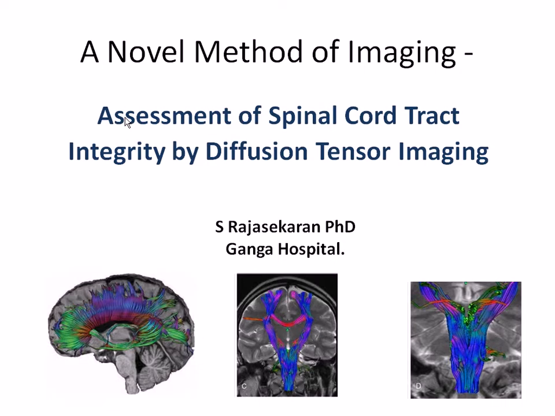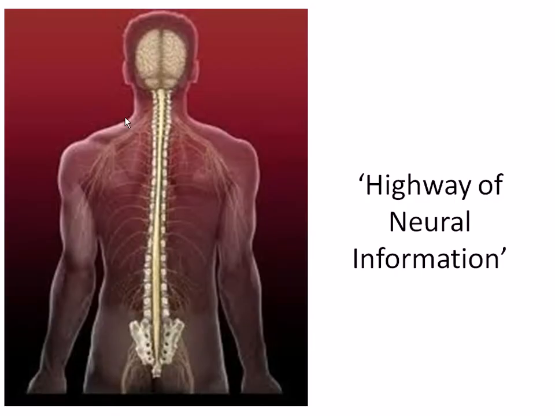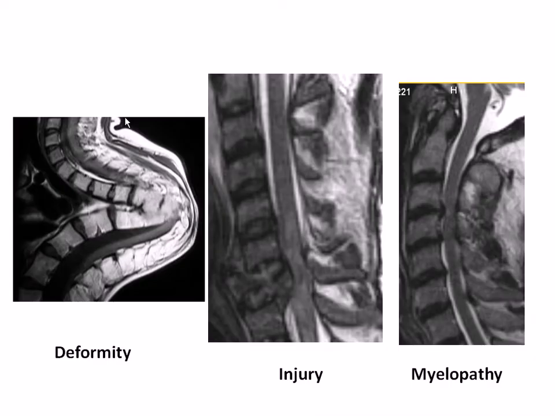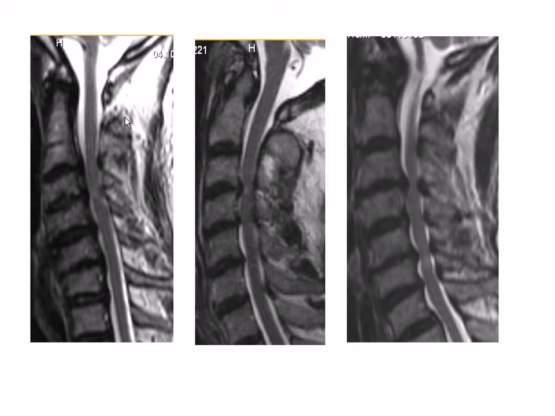So the topic that I'm going to discuss with you is one of the newer methods of imaging on how we can look at the function of the spinal cord rather than the anatomy of the spinal cord. Now we all know that the spinal cord is a highway of neural information, and for anybody who's dealing with a spinal cord pathology, whether it be a gross deformity or a spinal cord injury or a chronic compressive scenario like myelopathy, the actual physiology and functional status of the cord is of paramount importance.